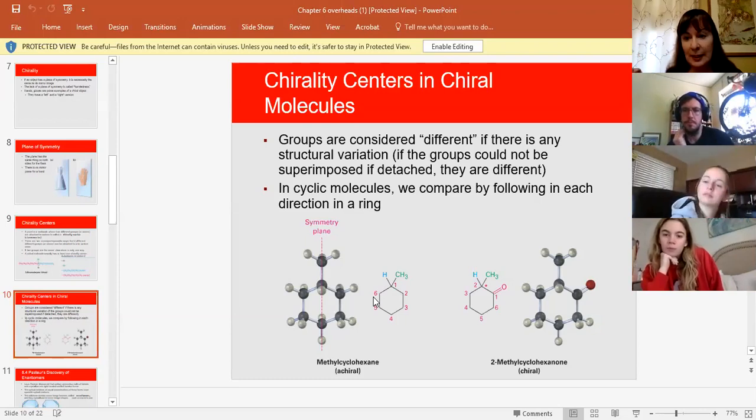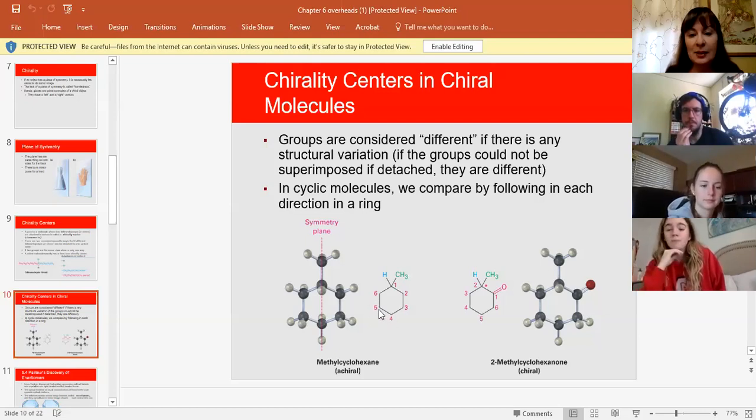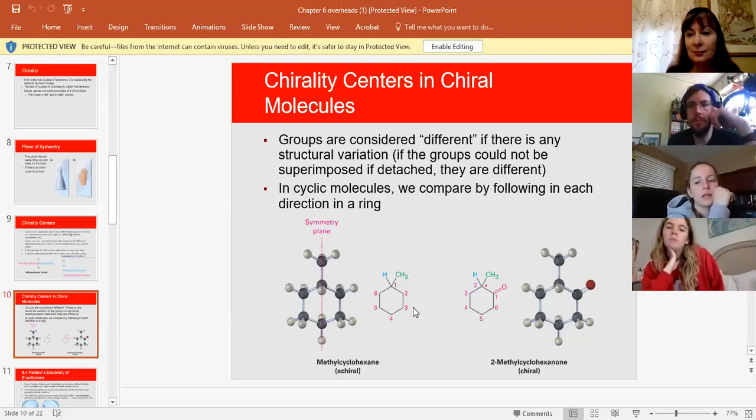CH2, are they different? No. They're the same, right? Let's go down here to carbons 3 and 5. Are they identical, 3 and 5? Yes, they're the same. How about carbon 4?